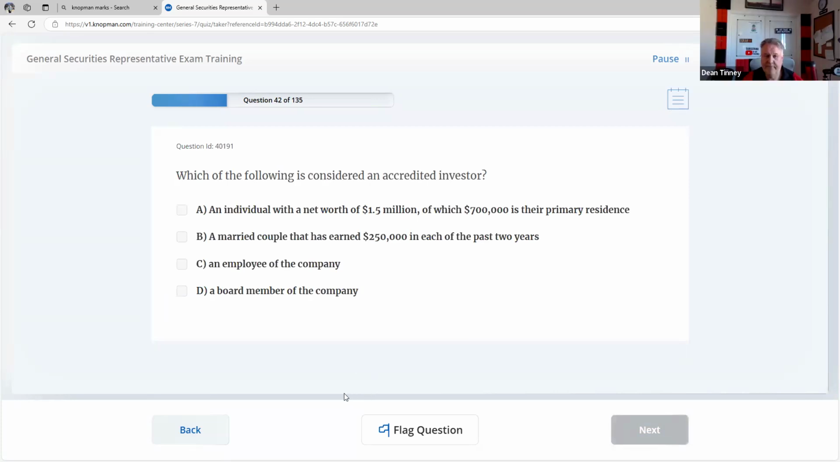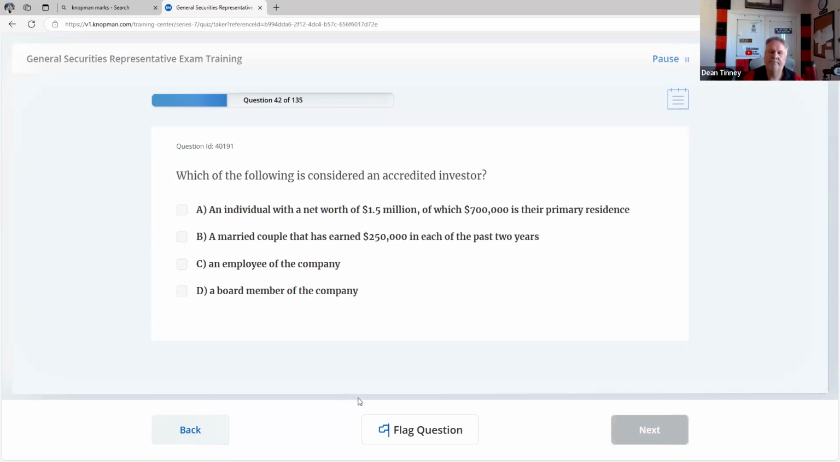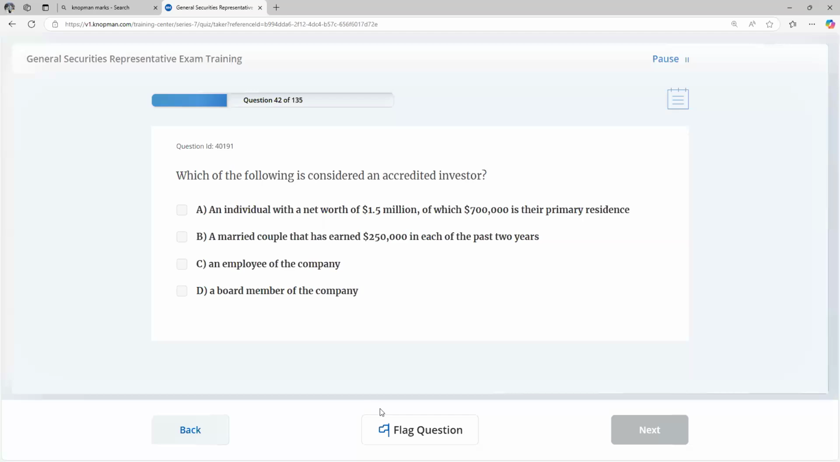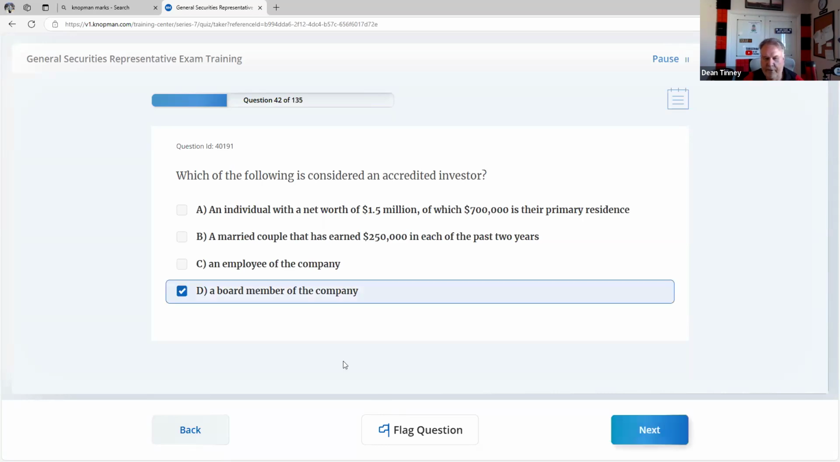Yeah. So, which of the following is considered an accredited investor? An individual with net worth of, so it's 1 million in their primary residence. That's right, so A is out. And a married couple, 200, that is not. That's out. A board member of the company is. Yeah, right, because they want you to put your own money into your own deal. So an insider of the issuer is accredited.